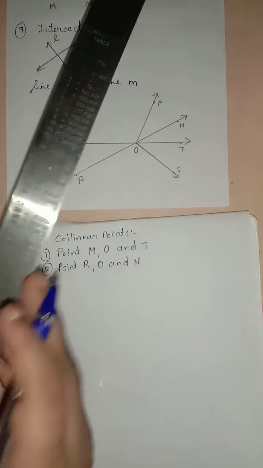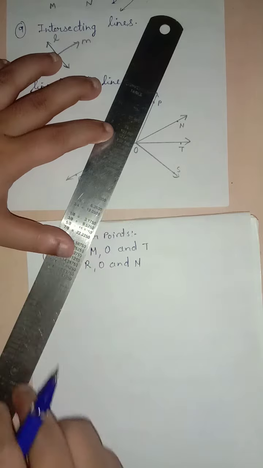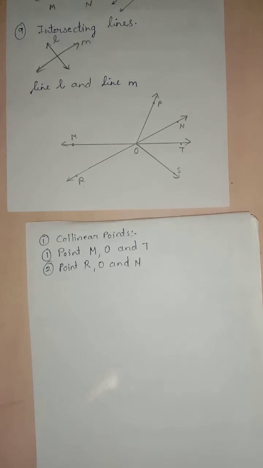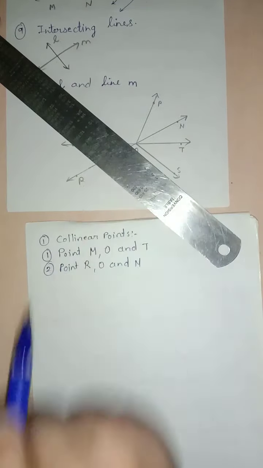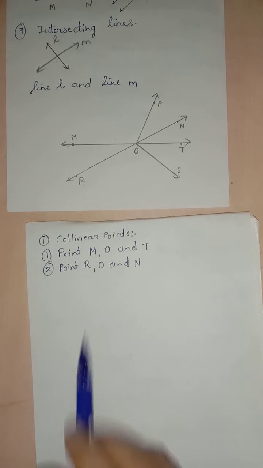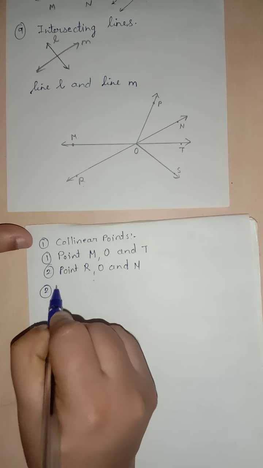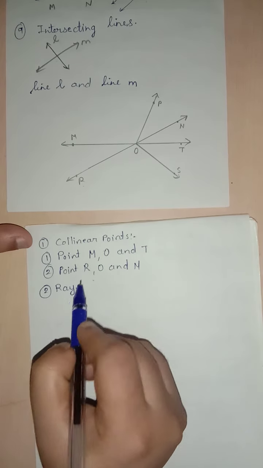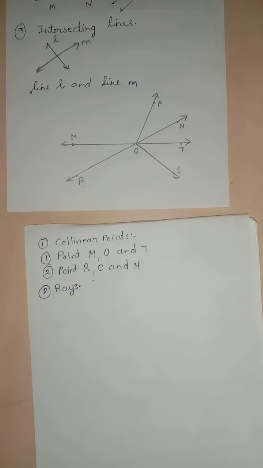Now if I take this line, is there any other point collinear to it? No. Now suppose I take this, there are also no other points. Yeah. So we have only 2 pairs of collinear points. Okay, understood how to write? Next, rays. Now, what is a ray? A ray has a starting point and it has no end point.